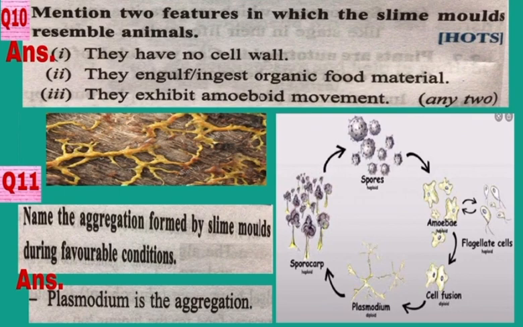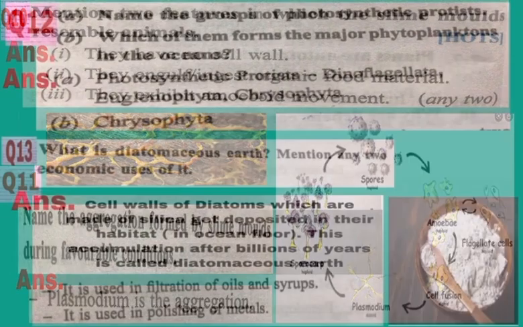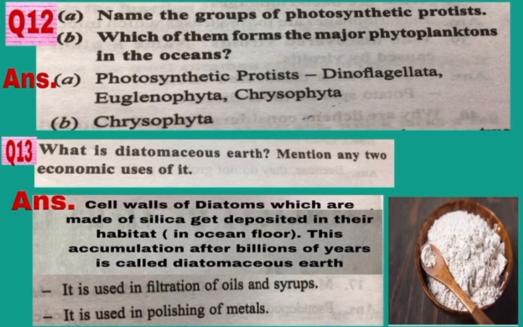Note one important point about slime mold. When conditions are not suitable, plasmodium forms sporocarp bearing spores at the tip, and these spores can survive for many years because these spores have true walls. Clear?